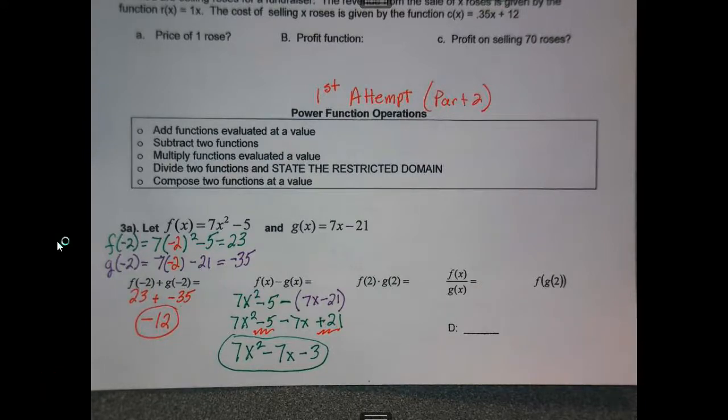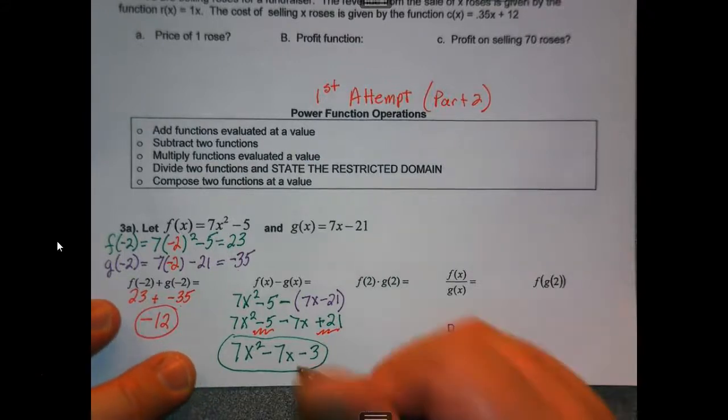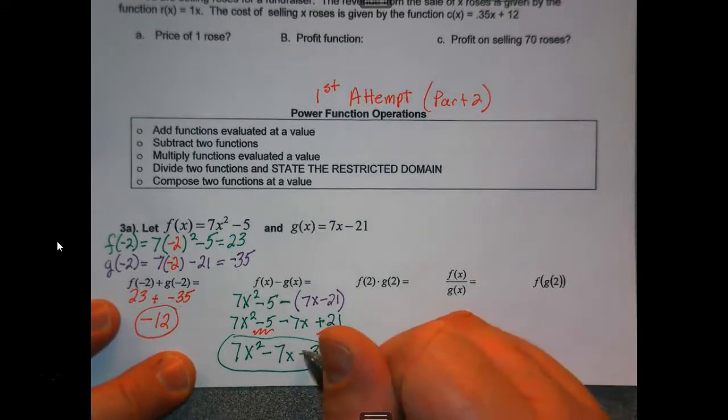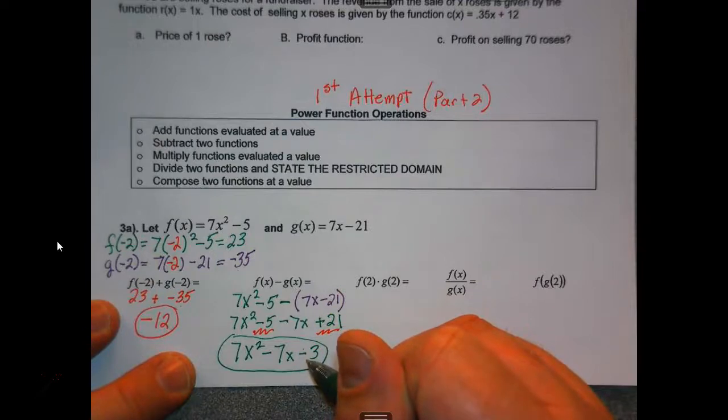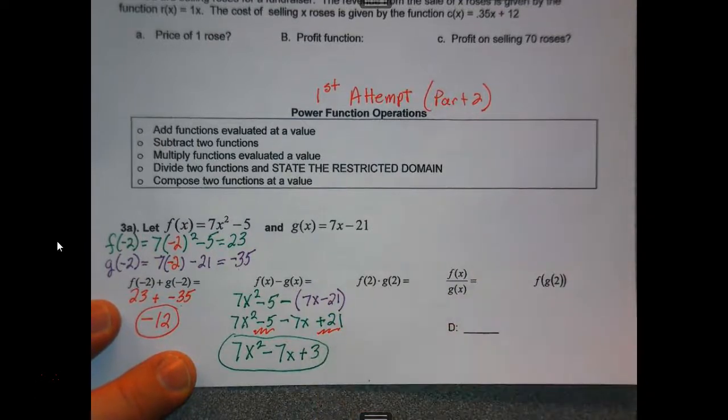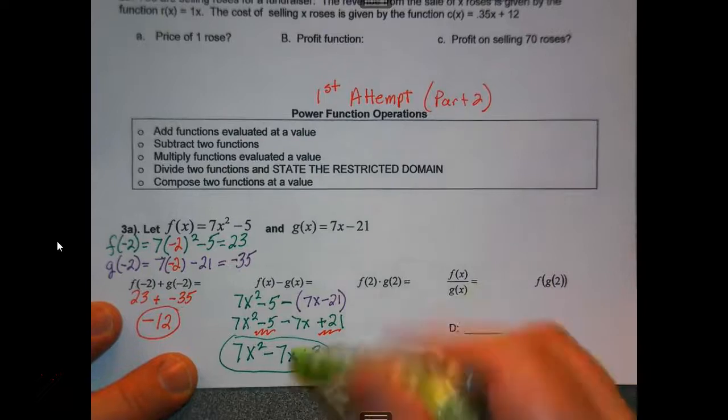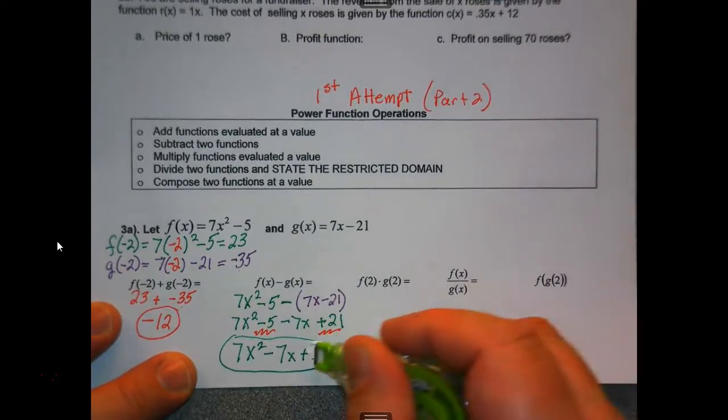All right, next one, we're going to take the f of 2 times the g of 2. We have numbers this time, so we're going to end up with a number. Oh, what am I doing here? Yeah, that should be plus 18, plus 16, like I said. Why did I put 3 there?